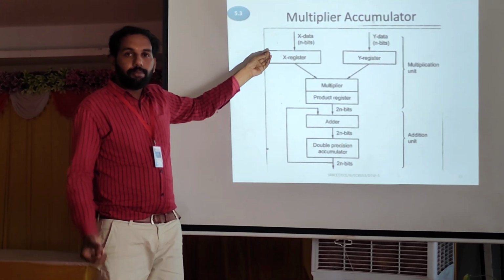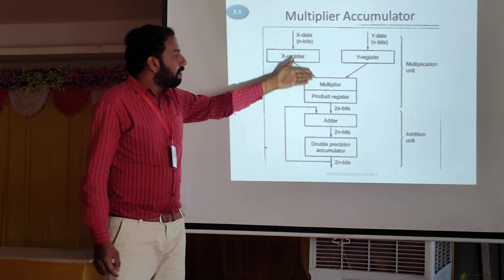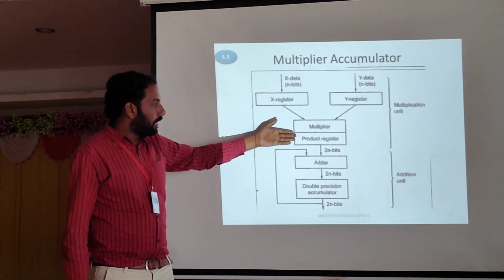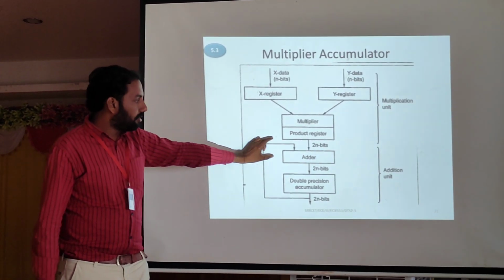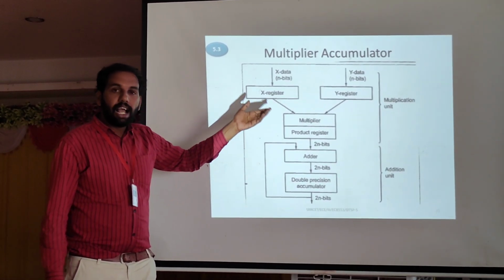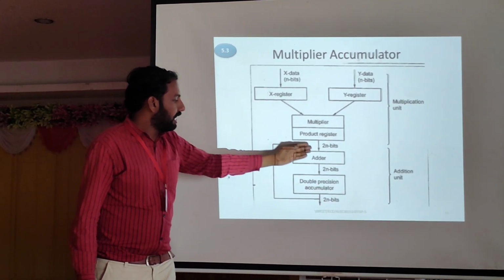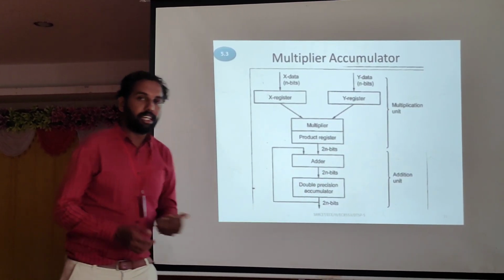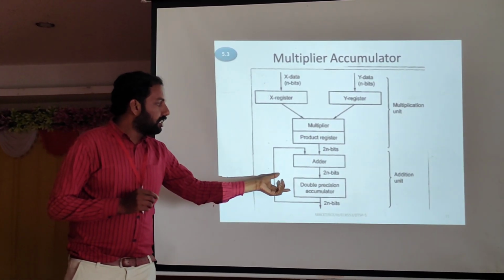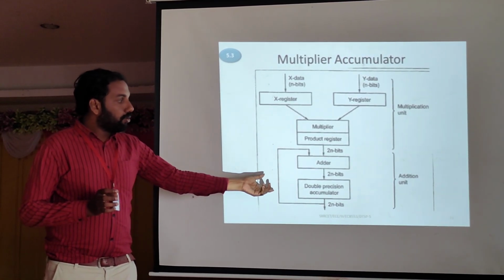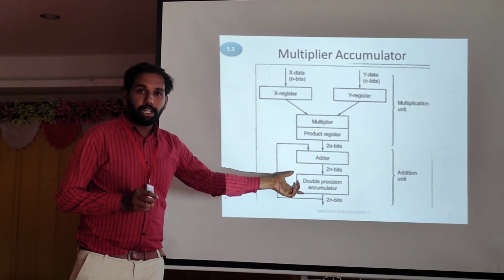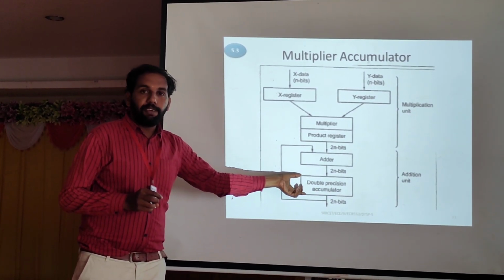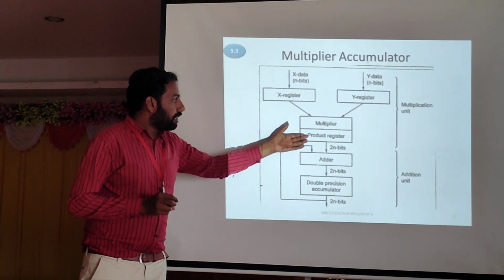By using the normal binary multiplication technique, we multiply and get the product. We are getting a product of 2n bits. The 2n bits will be added simultaneously in the double precision accumulator. The double precision accumulator is very important, and it is used in the addition unit. This is the main part of the multiply accumulator. This will give the perfect multiplication value from this product.